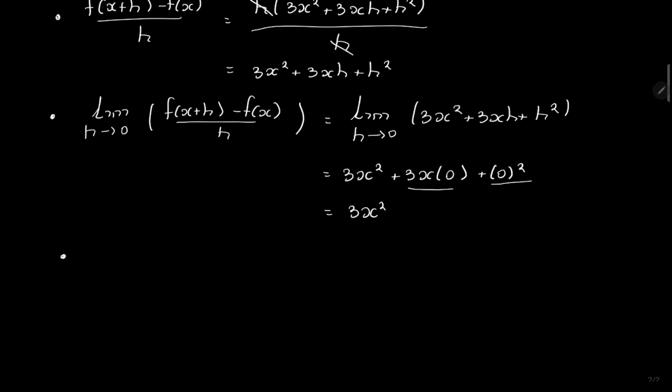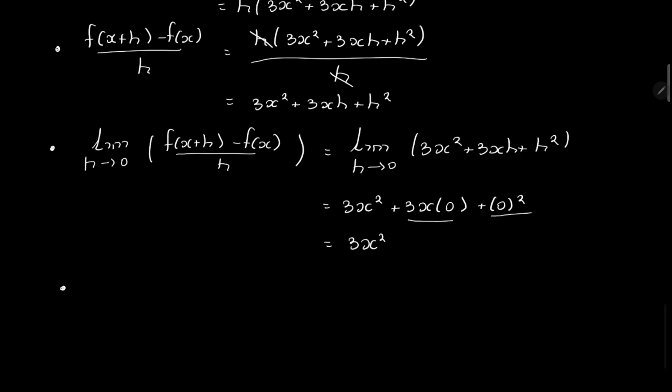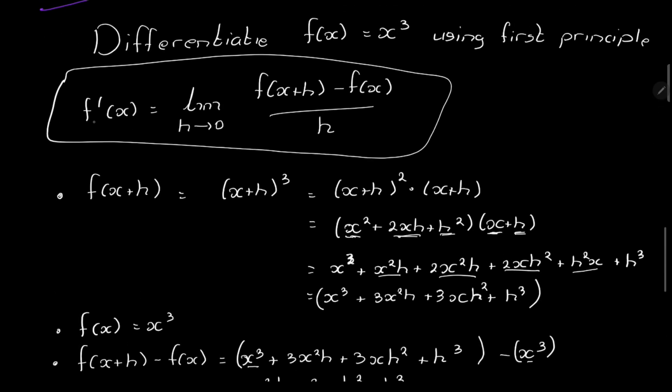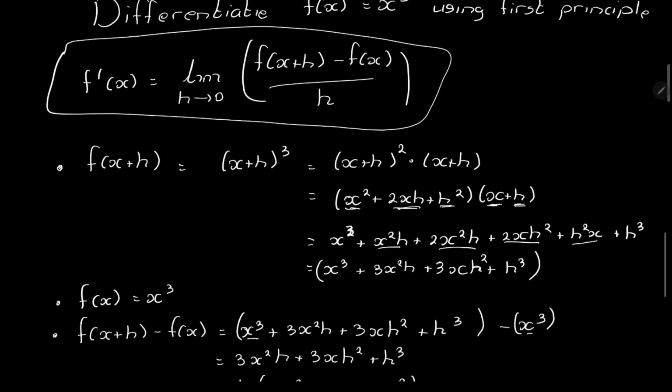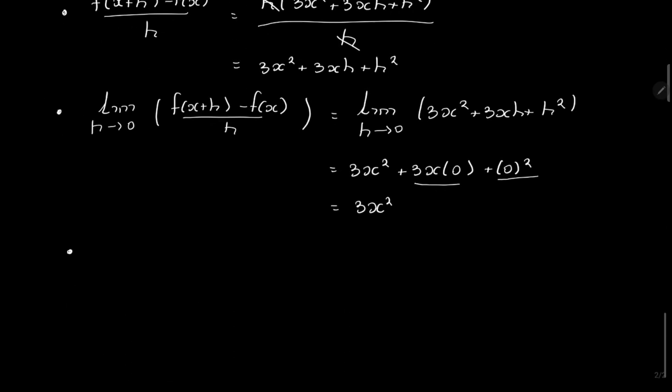What can we then conclude from this? From our formula of first principle, which told us that f prime of x, which is the derivative of f of x, is the limit as h tends to 0 of this term. We have calculated the limit of this term, so we can conclude that our answer is the same thing as f prime of x. So this gives us our conclusion: f prime of x equal to 3x squared.